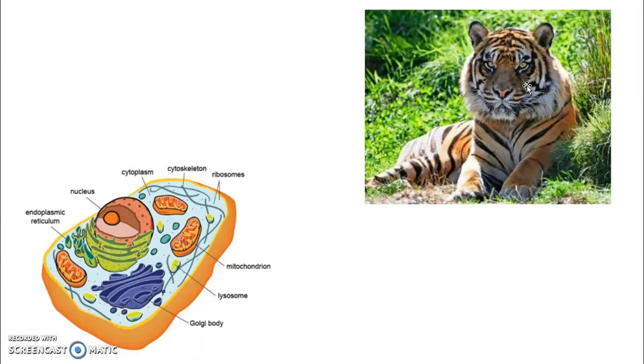So you have to be very careful as to what they're asking you to differentiate between. A eukaryotic organism is composed of millions upon millions of these eukaryotic cells. But this cell is only one cell in size. And that cell has these membrane-bound organelles.